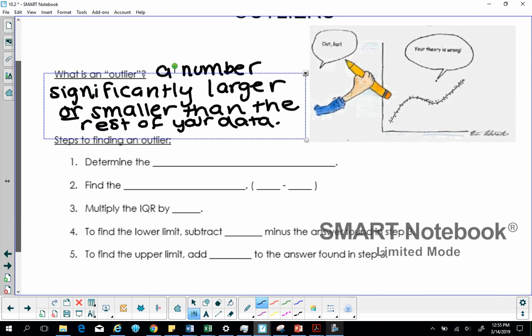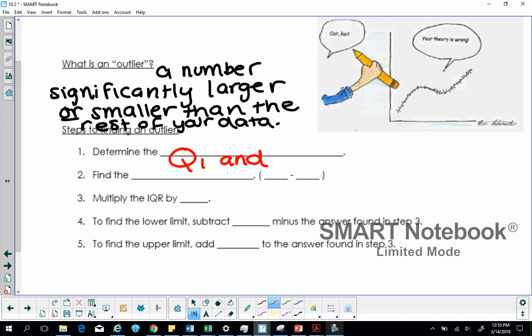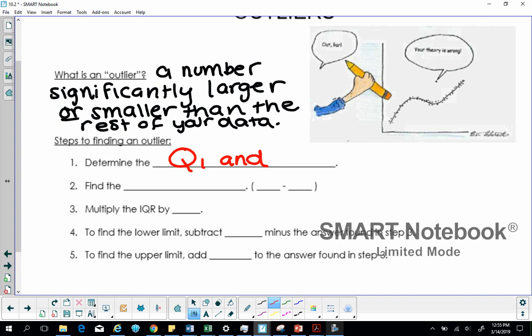So the steps to finding an outlier are first we determine the Q3 and Q1, or Q1 and Q3. I would recommend using your calculator so it saves you some time. Even if you don't like using it, just for outliers' sake, it will save you some time. Then we find the interquartile range, which you told me was Q3 minus Q1. Then we multiply the IQR by 1.5. It's just all part of that formula. To find the lower limit, we subtract the answer we got from Q1. And the upper one is Q3 plus the answer that we got. It looks like a lot of little tiny things, but the more you practice it, the more natural it will become.